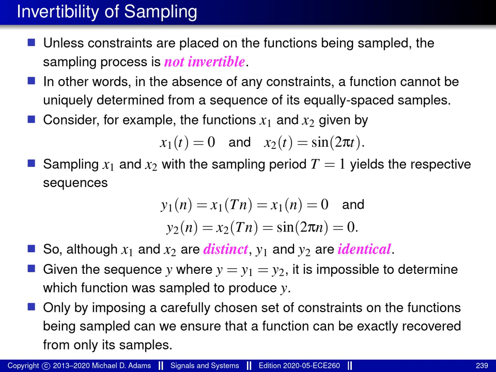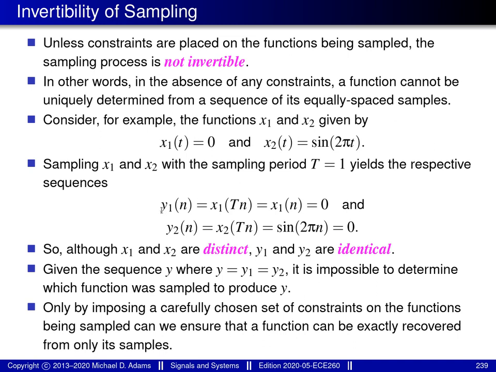At this point, I'd like to further comment on the invertibility of sampling. Generally speaking, unless constraints are placed on the functions being sampled, the sampling process is not invertible. In other words, the sampling process has the potential to lose information, so that a function cannot be uniquely determined from the sequence obtained when the function was sampled. Consider, for example, the functions x1 and x2 given by these particular formulas here. Suppose that we sample x1 and x2 with a sampling period of 1.